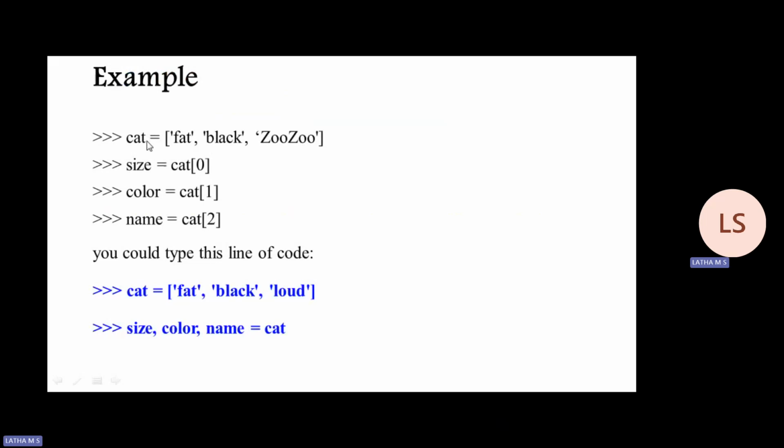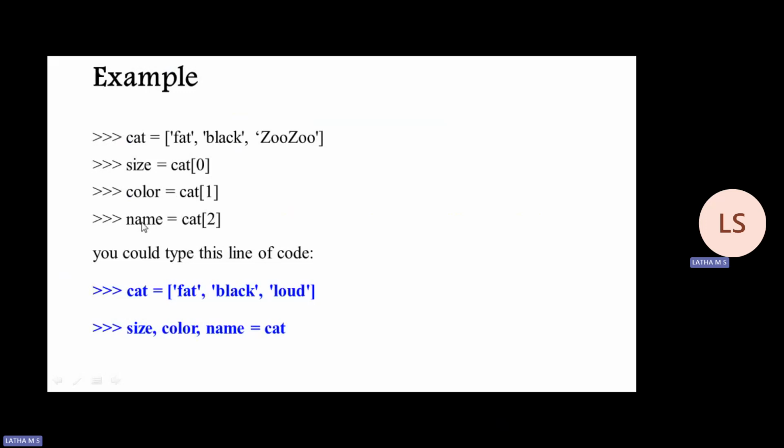Example, I take cat as a variable. The list of it is fat, black, and Zuzu. I call the size as cat, color as cat, name as cat, and you could type this line of code as, look to the board here. Concentrate. So with cat is equal to, again you will be getting the entry as cat. But you are calling it as size, color, name, which is equal to cat. All are existing with the size, color, and name.